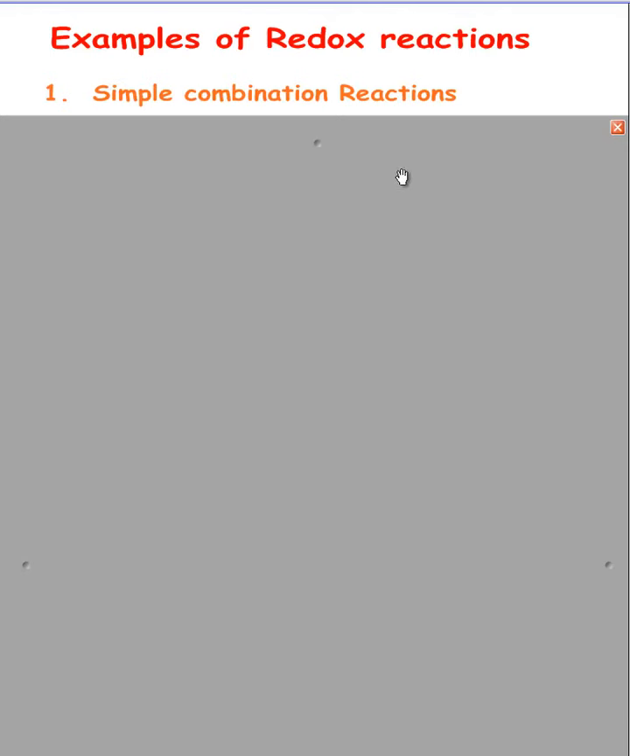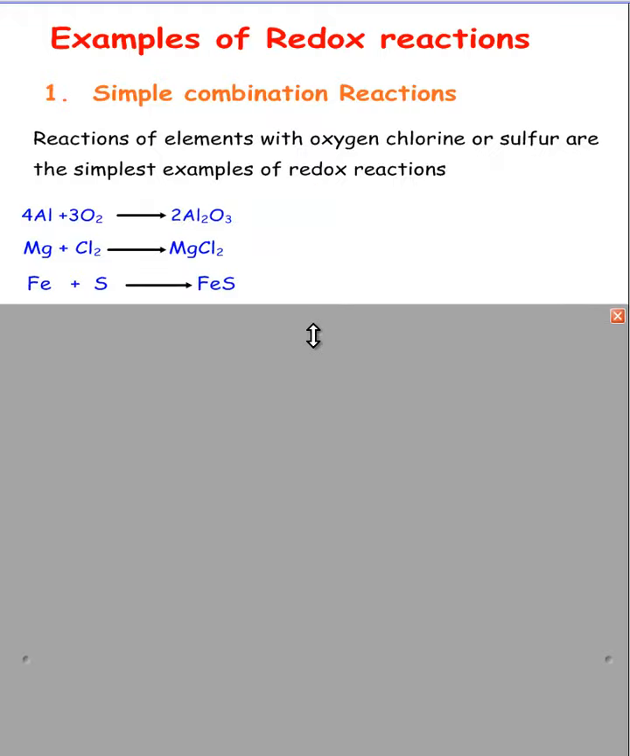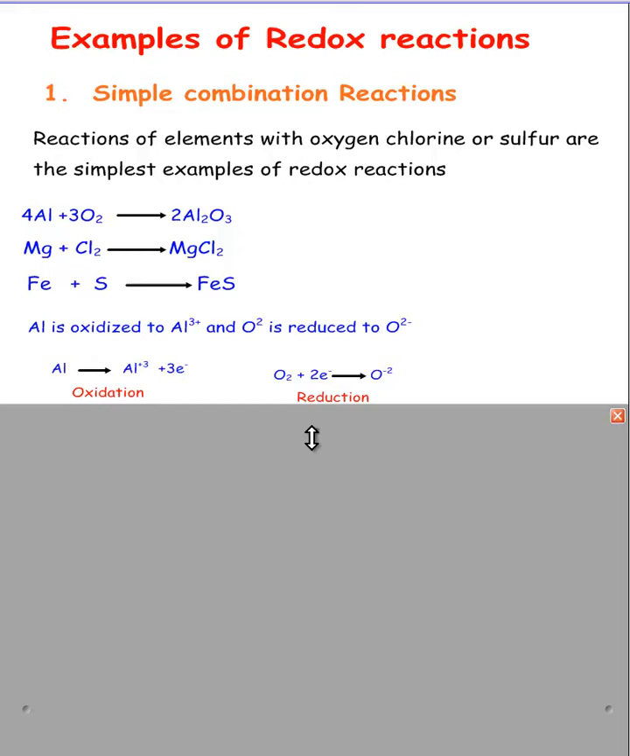Let's look at simple redox reactions. This is what we call combination reactions. These are aluminium combining with oxygen to produce aluminium oxide, magnesium with chlorine forming magnesium chloride, and iron with sulfur forming iron sulfide.